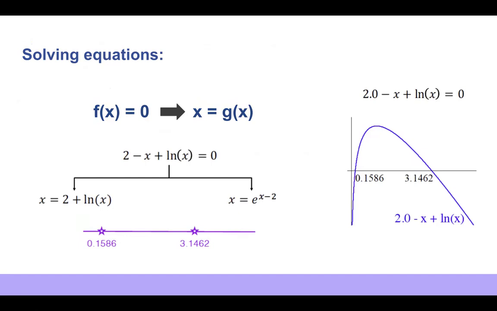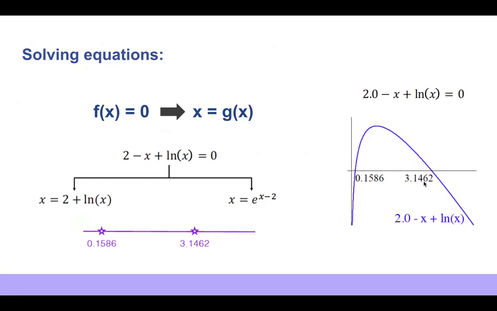And now in this question, there is another point that has to be taken care of. This question, that is 2 minus x plus ln x equal to 0, basically has two solutions. This blue line is the curve for it, and it has two solutions here: one at 0.1586, another one at 3.1462.